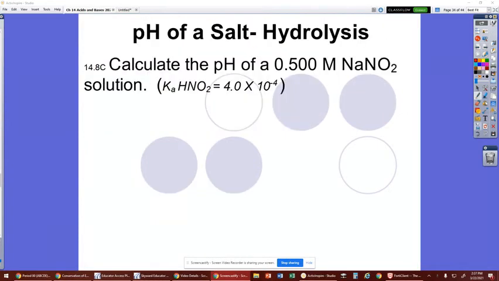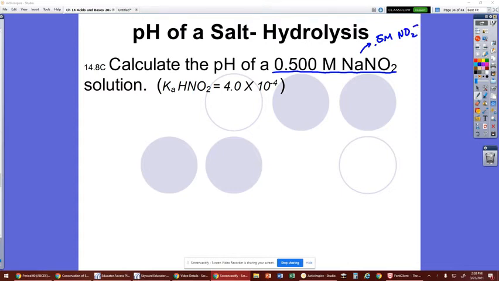So the last step is now to take a look at one of these solutions that contains one of these conjugates of a weak acid or base and see how it affects the pH. So here we're going to calculate the pH of a 0.5 molar sodium nitrite solution. So what's going to happen here is that when this dissolves, it will dissociate completely, as all sodium salts do. So as a result, this is going to give me 0.5 molar nitrite ions in solution.